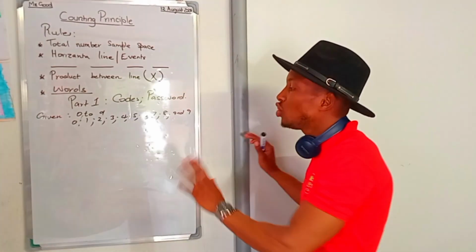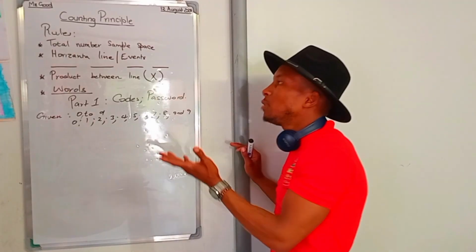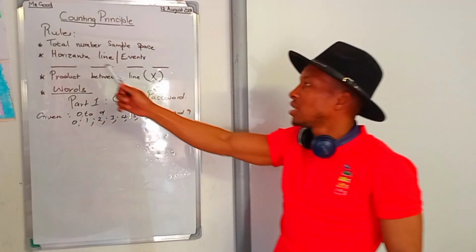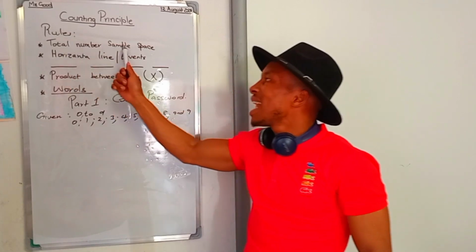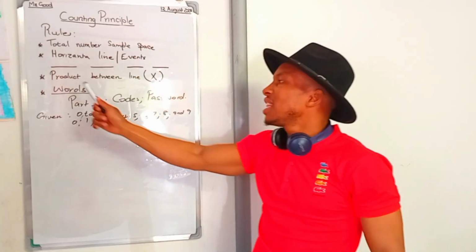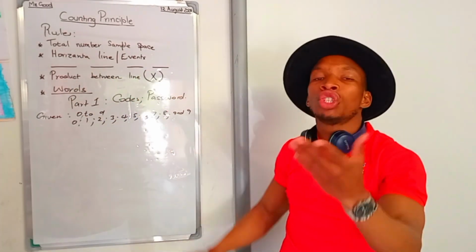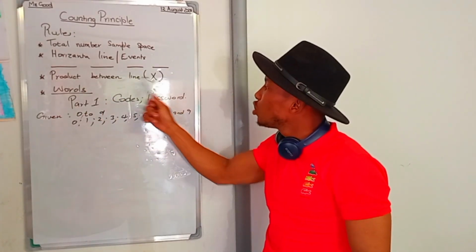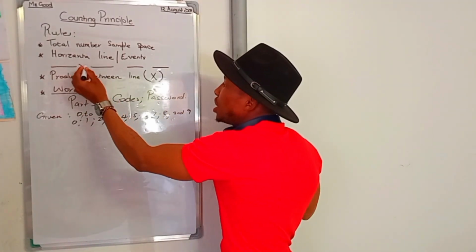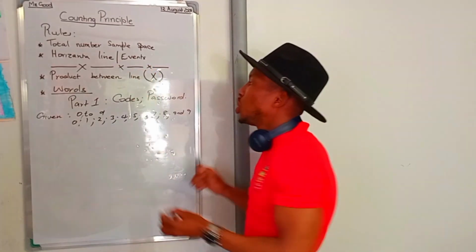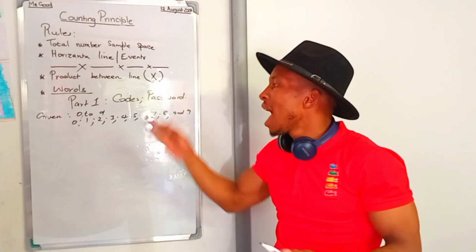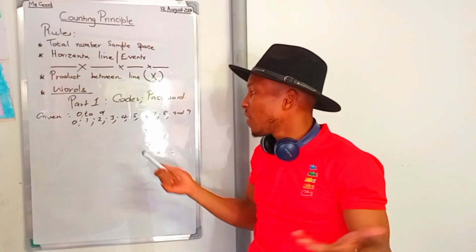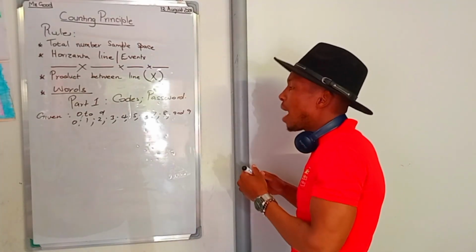Why is it important to note that we have 10 digits? It's because the fundamental counting rule says to find the total number of sample space first. After that, draw the horizontal line to indicate the events. Between the horizontal lines, we put a multiplication sign. Then after that, you choose. Then you punch your calculator. Your answer must be written in the form of words. Then you see it's very simple.